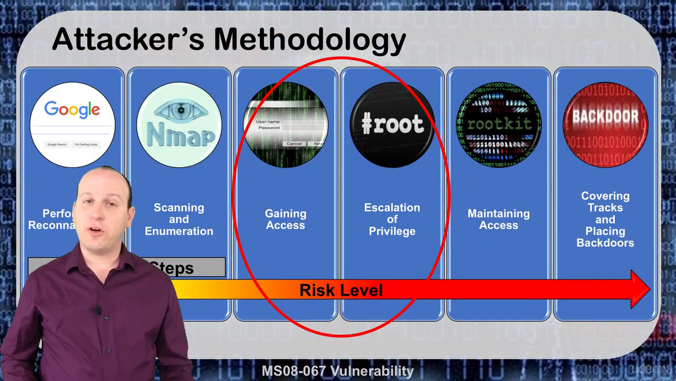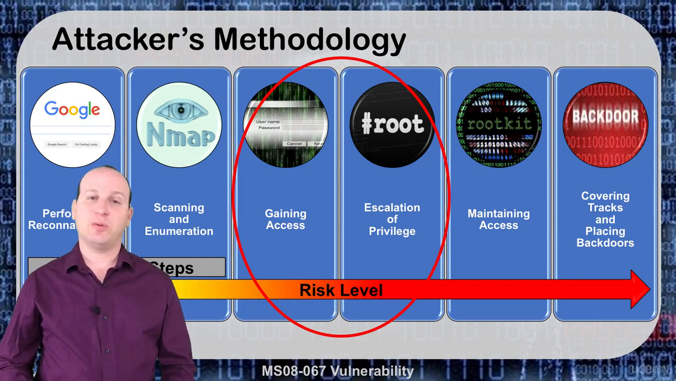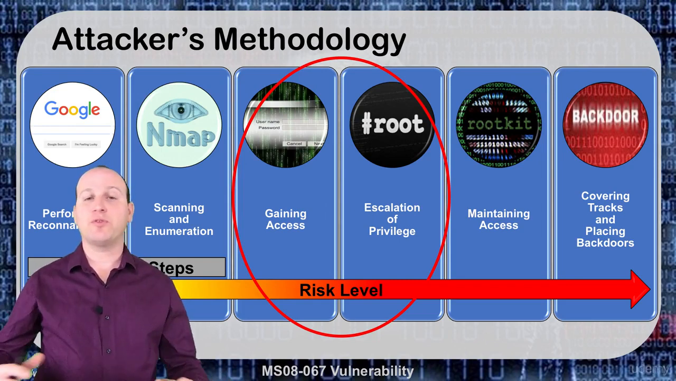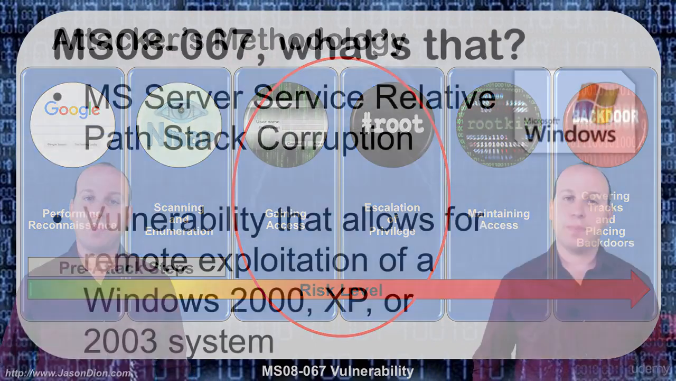Where does this attack fall in? Well, we're going to gain access using this attack, and this attack actually gets us a system level user. So we're actually going to have an escalation of privilege at the same time. So we're going to be in both phase 3 and phase 4 simultaneously as we begin this attack.